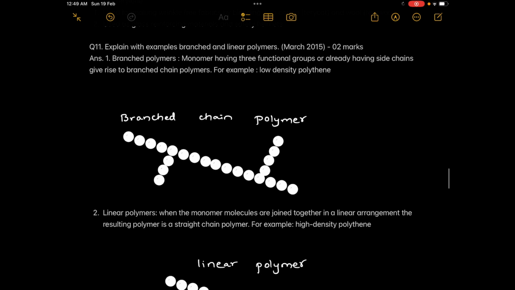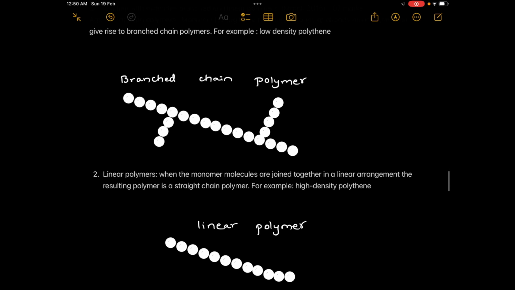Explain with examples branched and linear polymers. This question can be framed in a different way also. I've discussed it later. So branched polymers, monomers which are having three functional groups or already have side chains, give rise to branch chain polymers. For example, we can have LDPE, that is low density polythene. Please draw the diagram also.